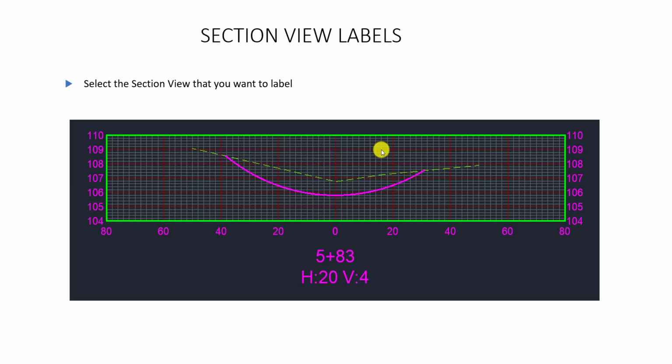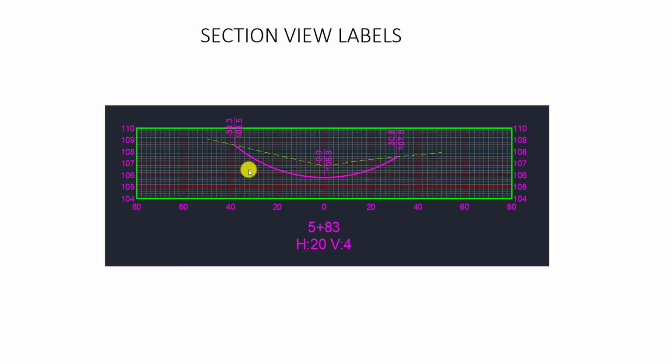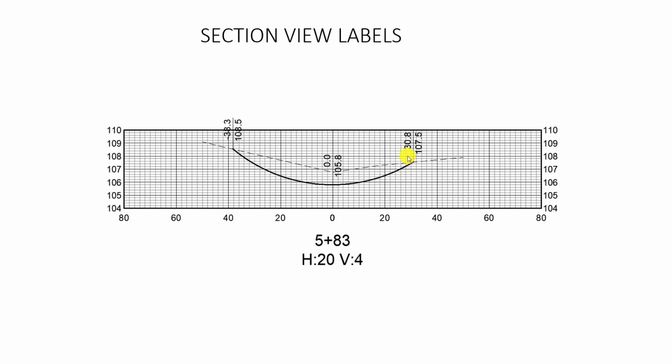Section view labels. Again, select the section view that you want to label. In this case, I've created a parabolic shape, we're calling this a proposed waterway. Go ahead and select your cross-section view, and it'll go up to your top ribbon and come up with a contextual ribbon, add view labels, offset elevation, and what it does is create offset elevation labels for section views. Select those different locations that you want, and then it's going to label those elevations with the station and the elevation. That's what it will look like with the CTB file.